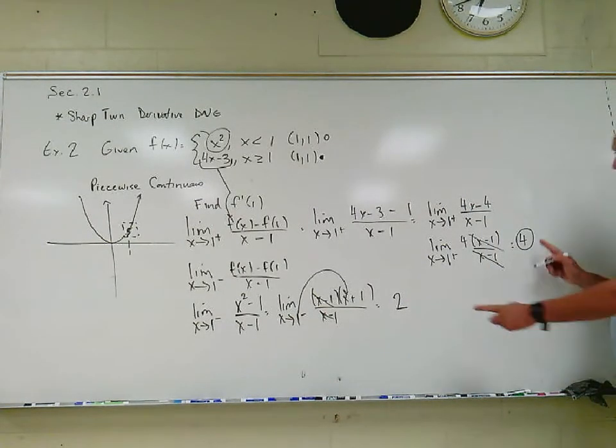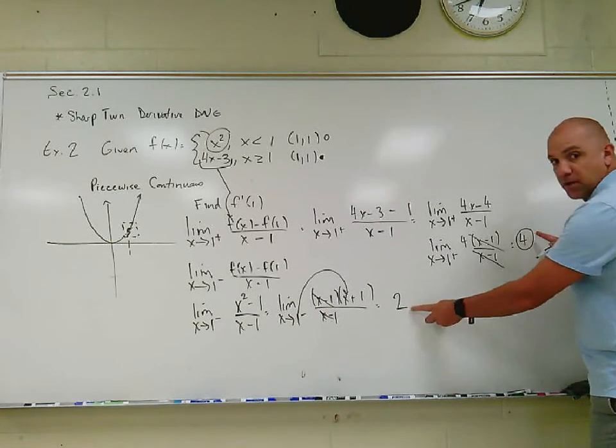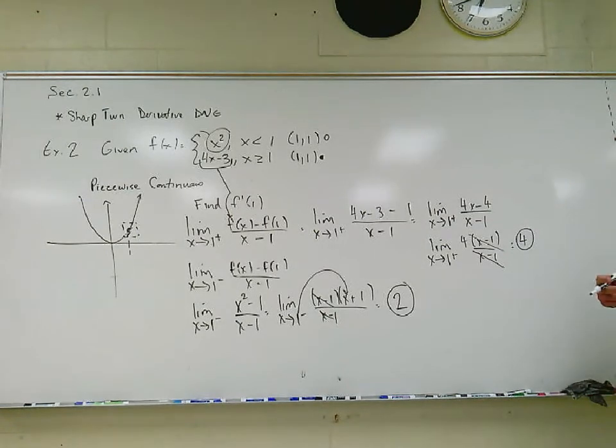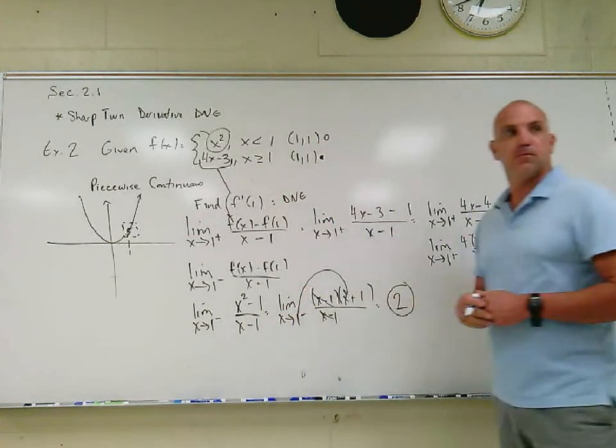And because I got two separate answers, the derivative from the right is 4, the derivative from the left is 2. Since those are different numerically, we have to say the derivative does not exist. So f prime of 1 does not exist, okay?